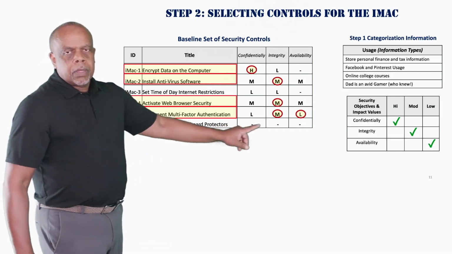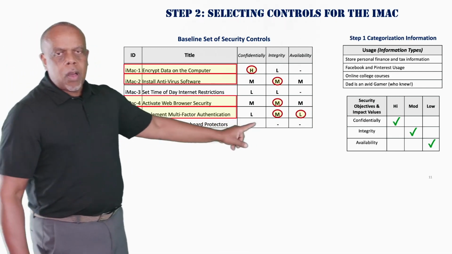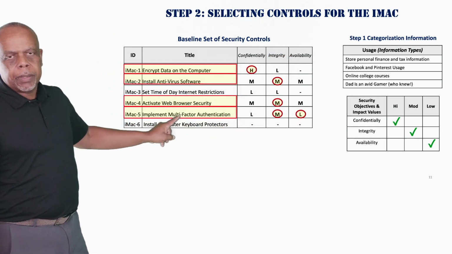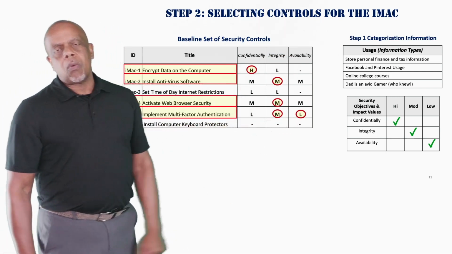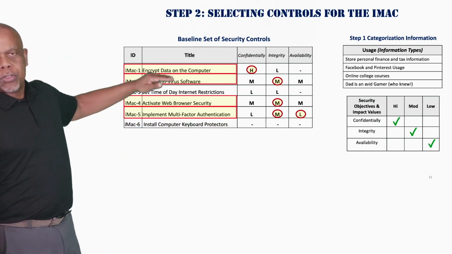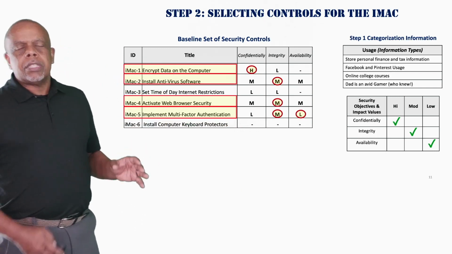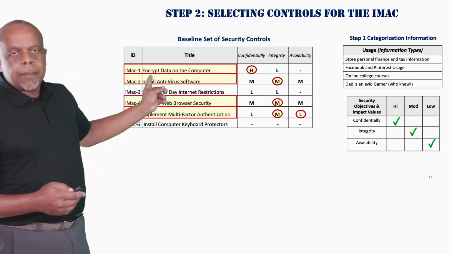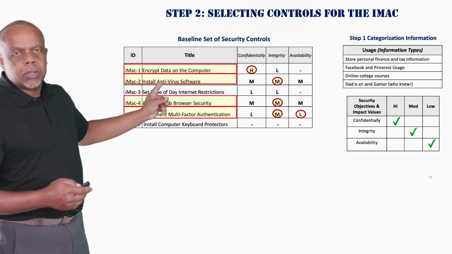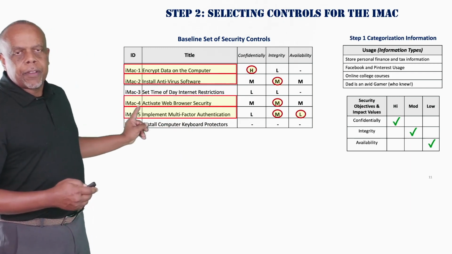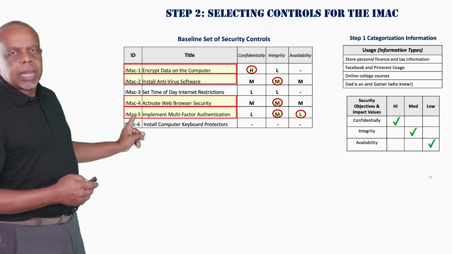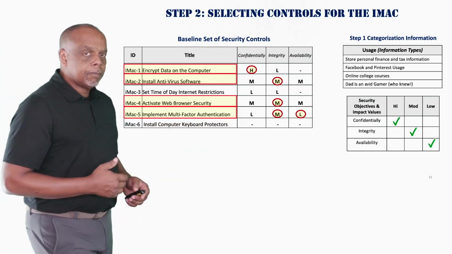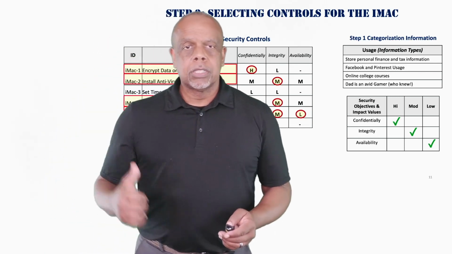And if I look at availability, we categorized that as a low. There's one control in the availability column, which is to implement multi-factor authentication, and I've already selected that one anyway. So here are the 4 controls that I need to select to implement for my parents' computer, okay? IMAC 1, encrypt data on the computer. IMAC 2, install antivirus software. IMAC 4, activate web browser security. And IMAC 5, implement multi-factor authentication. Am I finished? What do you think? Am I done? Can I just go start that?